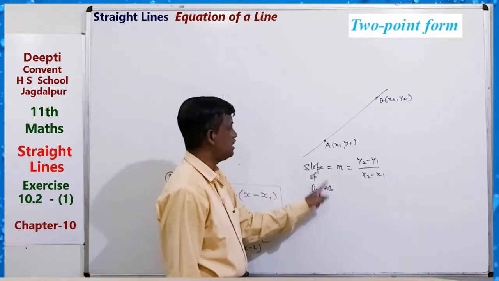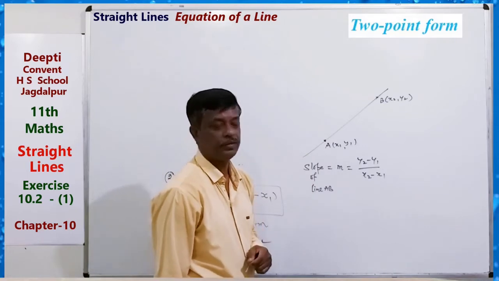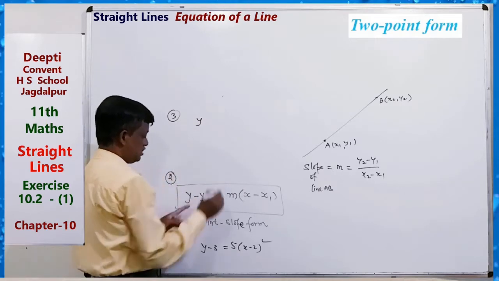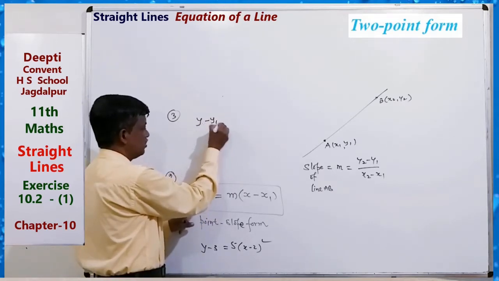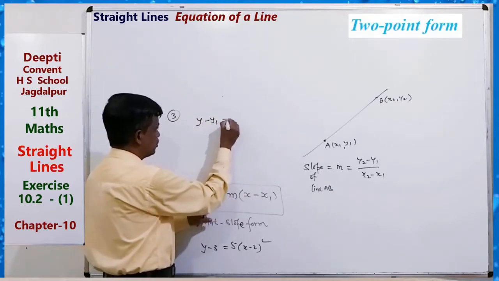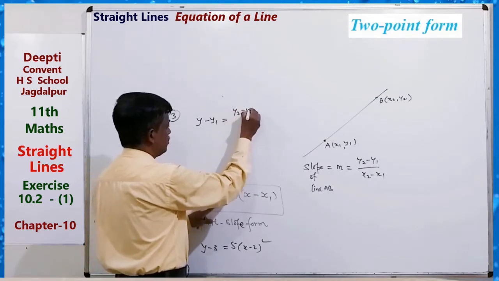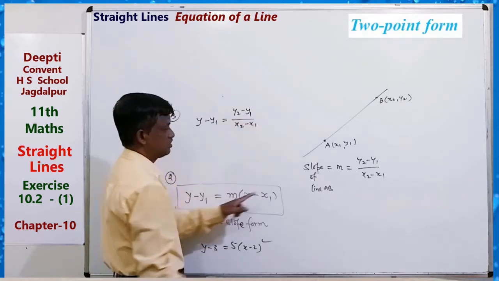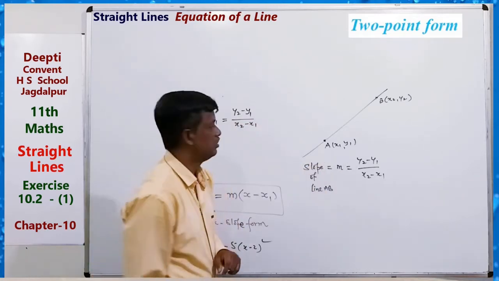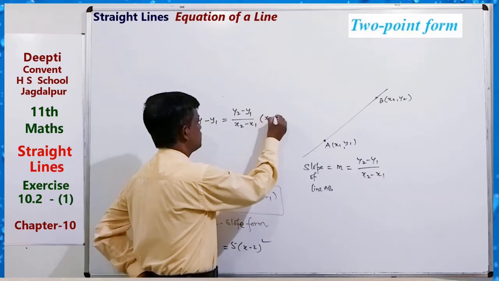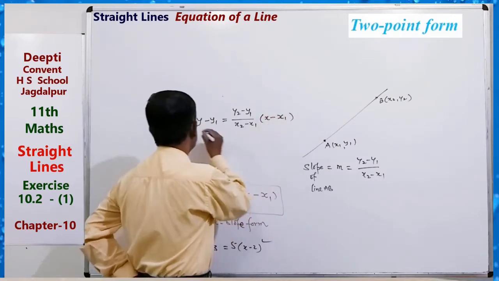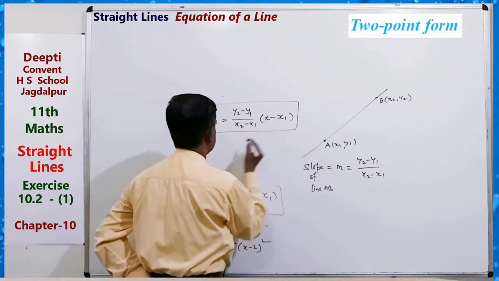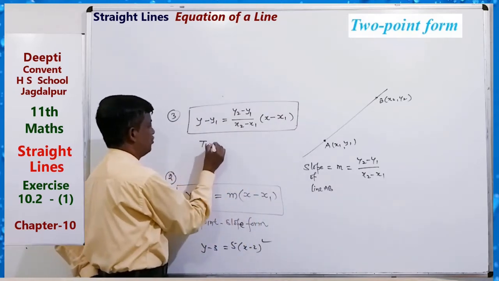And also line AB passes through point A. So we can write the equation: y minus y1 equals, in place of slope, y2 minus y1 upon x2 minus x1, just put the value of m, times x minus x1. So this is the 2-point form.